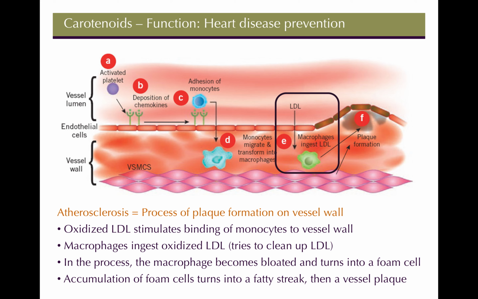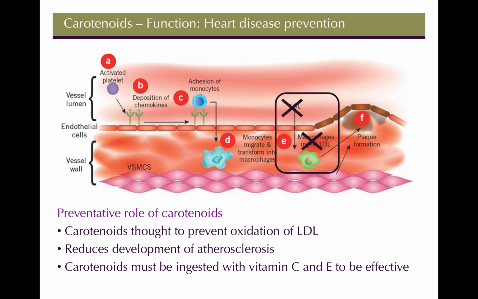In terms of heart disease prevention, we went over all of these steps before. This is just going through the steps of atherosclerosis that I talked about, where it starts with oxidized LDL sticking on, and then macrophages coming along and forming foam cells, and eventually plaques. What carotenoids may do is stop atherosclerosis by preventing that first step, the oxidation of LDL, again through quenching. That can eventually reduce the development of atherosclerosis.